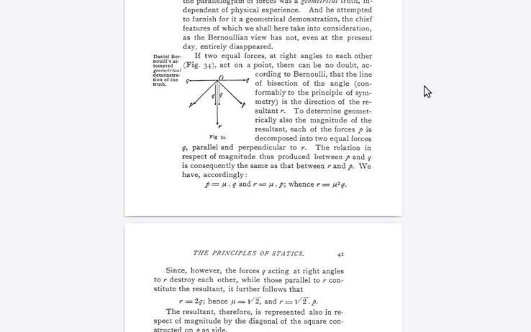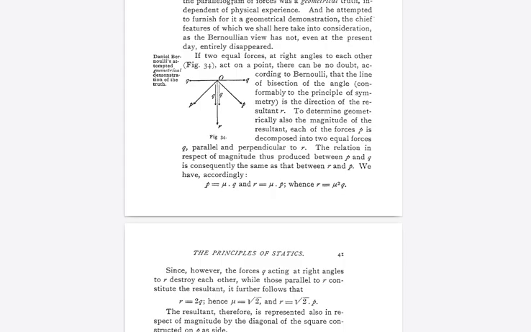If two equal forces at right angles to each other act on a point, there can be no doubt, according to Bernoulli, that the line of bisection of the angle, conformably to the principle of symmetry, is the direction of the resultant r. To determine geometrically also the magnitude of the resultant, each of the forces P is decomposed into two equal forces Q, parallel and perpendicular to r.